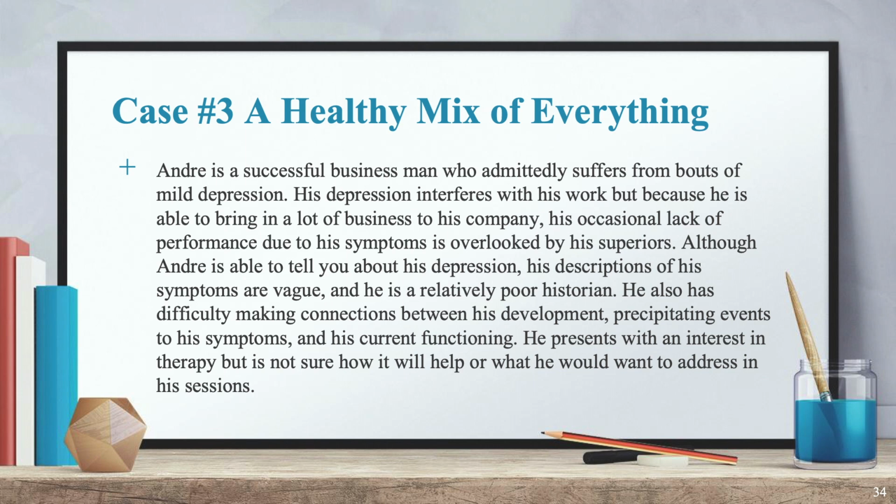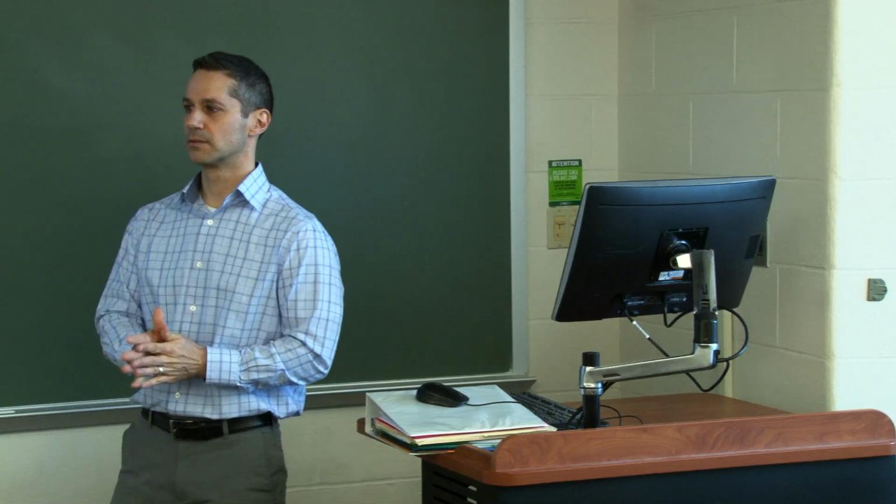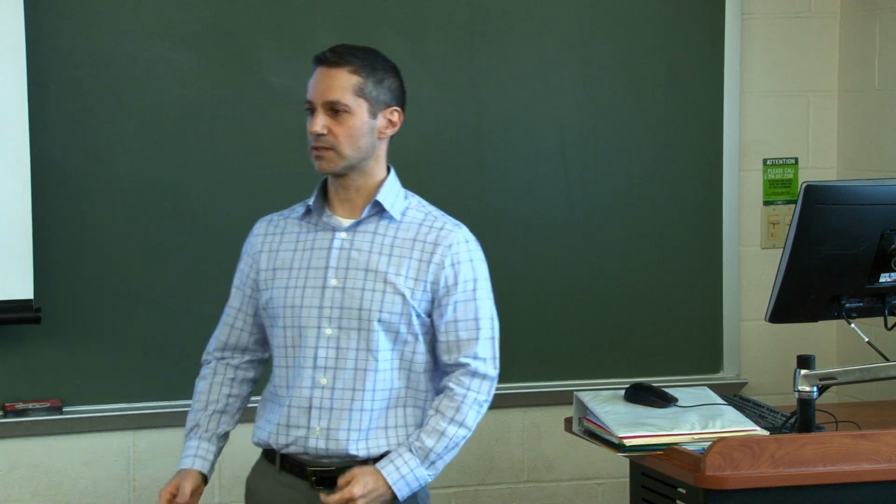Andre is a successful businessman who admittedly suffers from bouts of mild depression. His depression interferes with his work, but because he's able to bring in a lot of business to his company, his occasional lack of performance due to his symptoms is overlooked by his superiors. Although Andre is able to tell you about his depression, his descriptions of his symptoms are vague, and he is a relatively poor historian. You know what that means? He can't really give you much about his history. He can't connect the dots between his history and what's happening with him now. He also has difficulty making connections between his development, precipitating events, his symptoms, and his current functioning. He presents with an interest in therapy, but is not sure how it will help or what he would want to address in his sessions. How confusing is that?